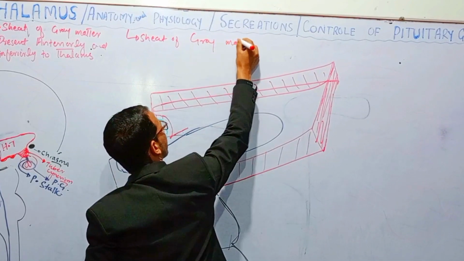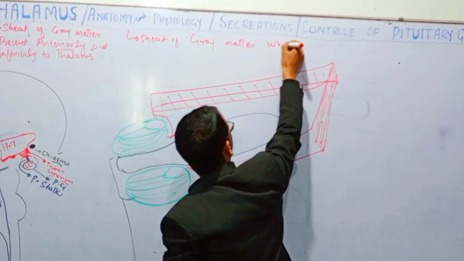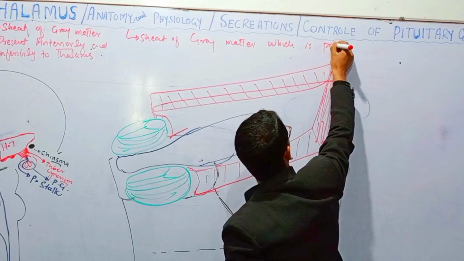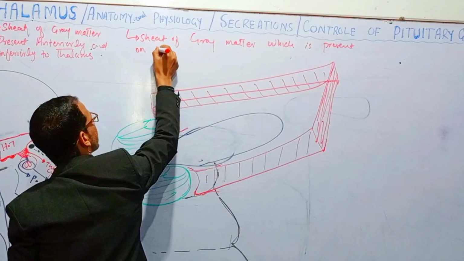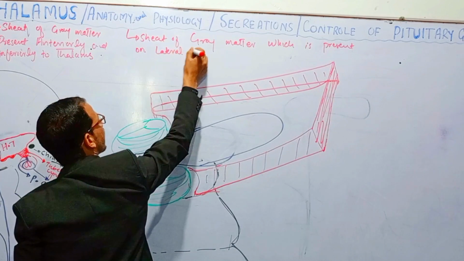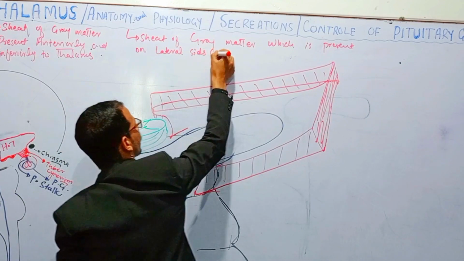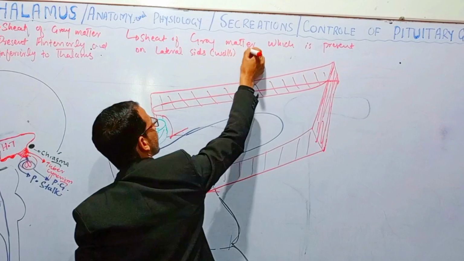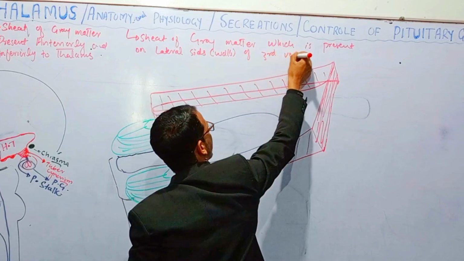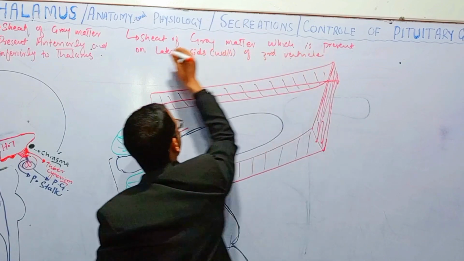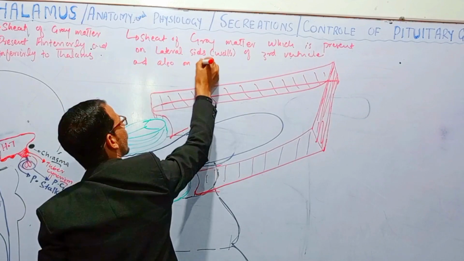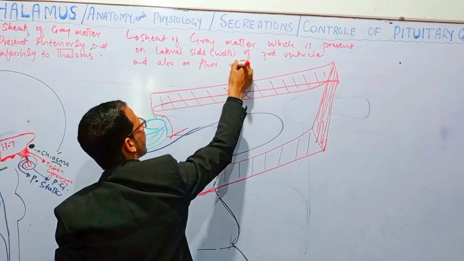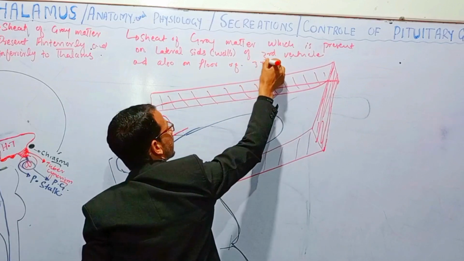The second definition is that the hypothalamus is a sheet of gray matter which is present on the lateral sides, the lateral walls of the third ventricle, and also on the floor of the third ventricle, right?